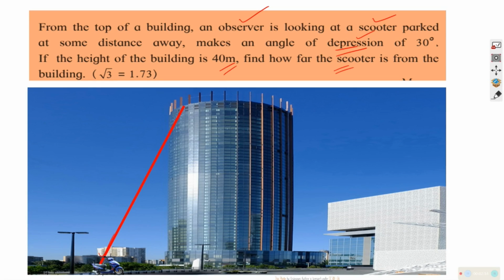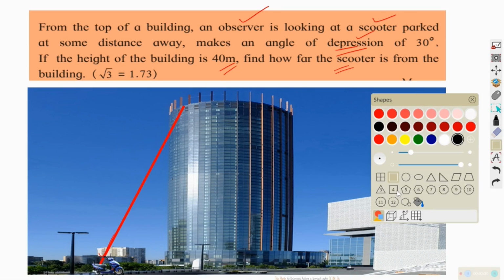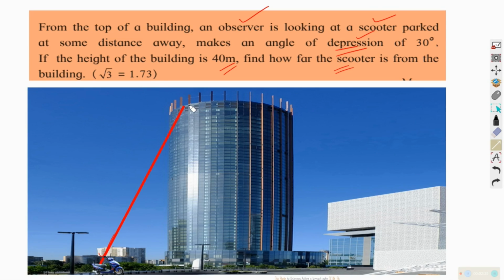Big building and a small scooter. And from here somebody is looking from the top of the building to the scooter. So naturally you know that I will draw a horizontal line to make you understand how the concept of angle of depression comes over here. For that I need a straight line. I will draw it from here. Okay, let this be the straight line. There can be an angle of depression here, which is given as 30 degree, correct?